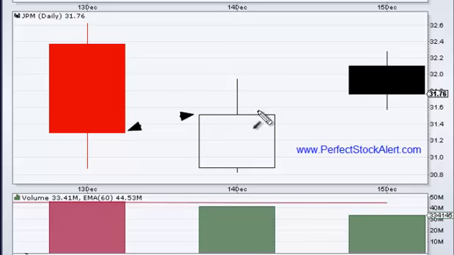Therefore, this hollow-bodied candlestick is actually outlined in black. That black is telling you that the close is higher than the previous close. However, if the situation were reversed, where the close were actually down here, for example, then this whole candlestick would still be telling you the same thing, that the close was higher than the open. However, it would be outlined in red, telling you that it closed lower than the previous close. Let me show you an example of that.